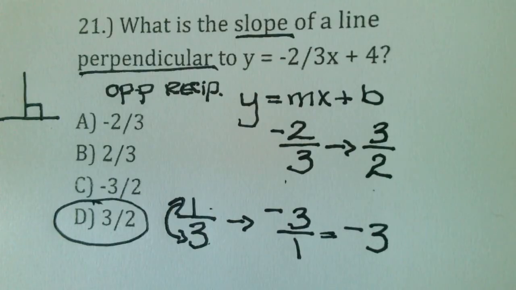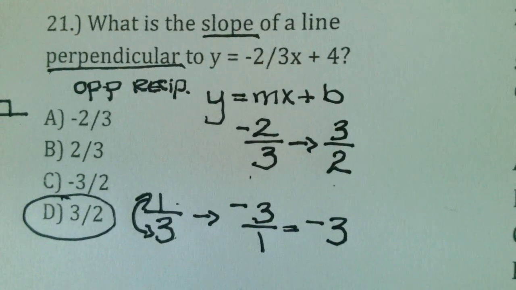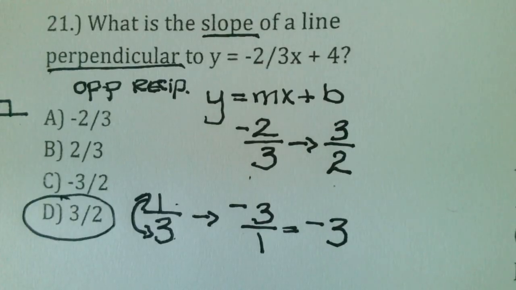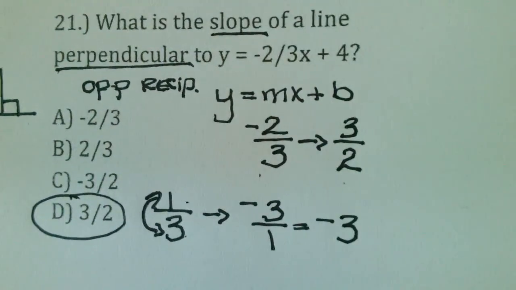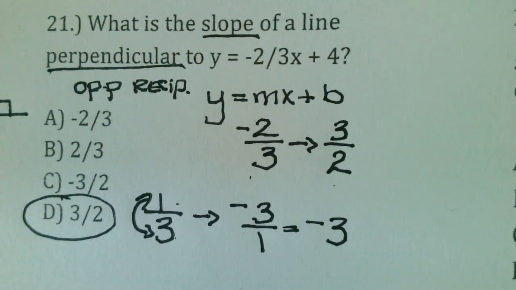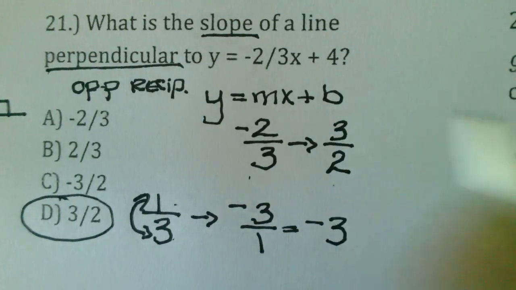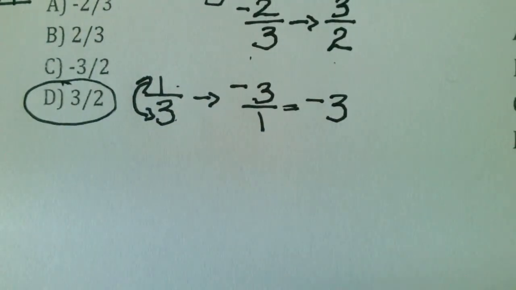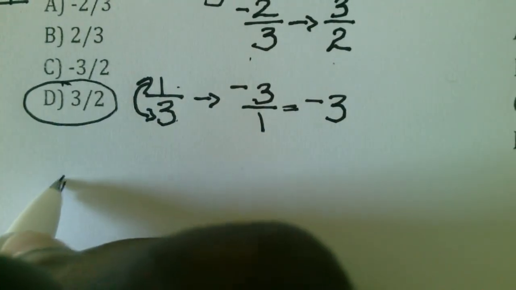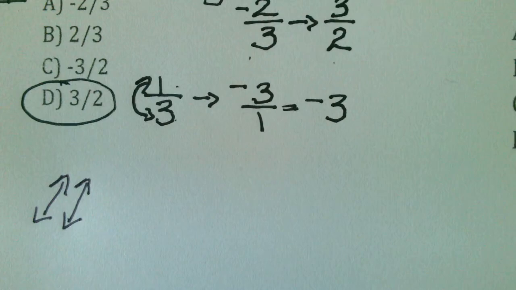When lines are parallel, that's when your slopes are the same. So if they said, find me the slope of the line parallel to it, that's when your slopes are the same. Okay, just a small extension.